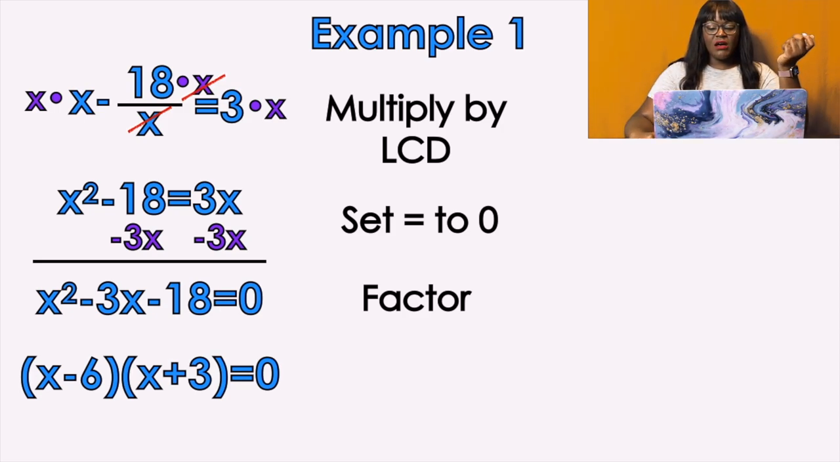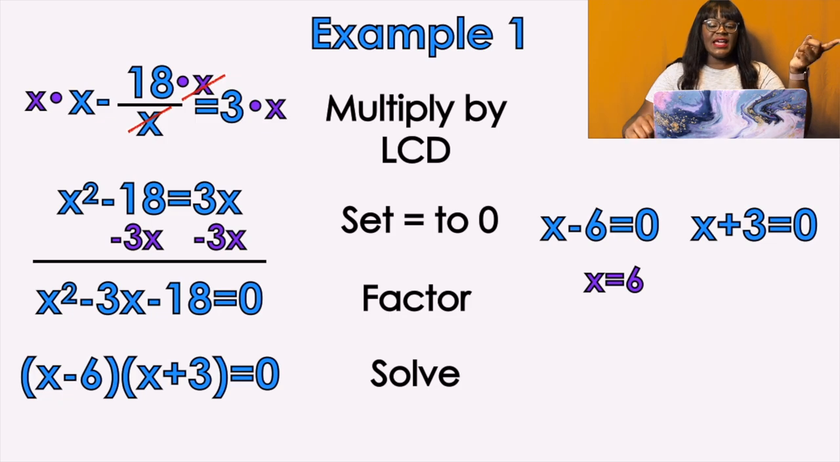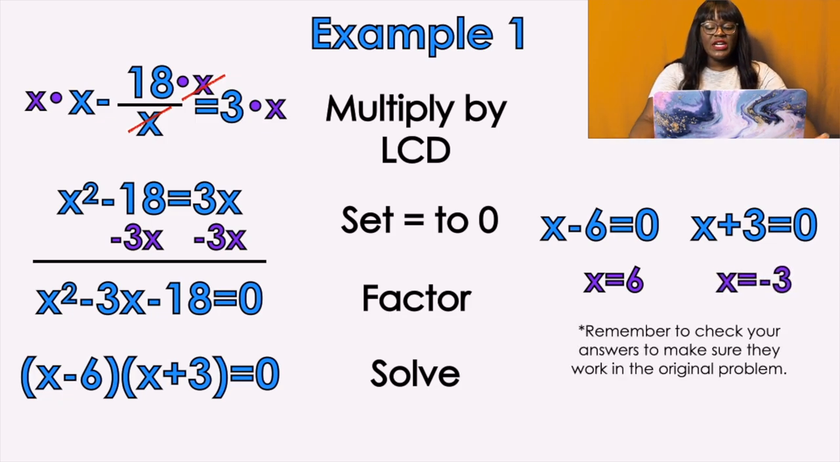So now I need to solve. Remember, you set each factor equal to 0 on its own. x minus 6 equals 0, so x equals positive 6, and then x plus 3 equals 0, so x equals negative 3. For rational equations, you want to make sure that you remember to check your answer, because not all answers work. In this problem, the answers work, so we're Gucci. We're good. All right, so we're just going to move on, but I'll show you later.